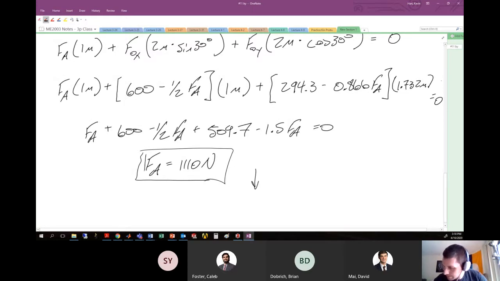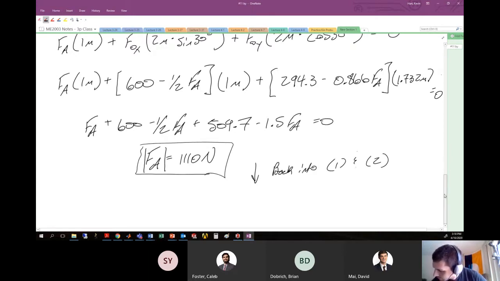If we want to be technical about this, this is the magnitude of the force, because we don't really have a vector quantity at this portion. It's just the magnitude of that particular force. So we can plug this back into equations 1 and 2 to determine FOY and FOX. If you do that, you'll end up with FOX equal to 45 newtons, and the force on point O in the y direction, negative 667 newtons.